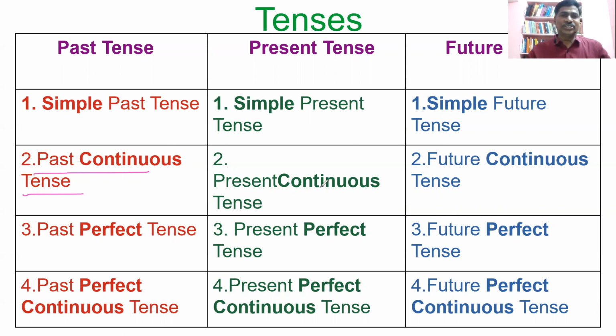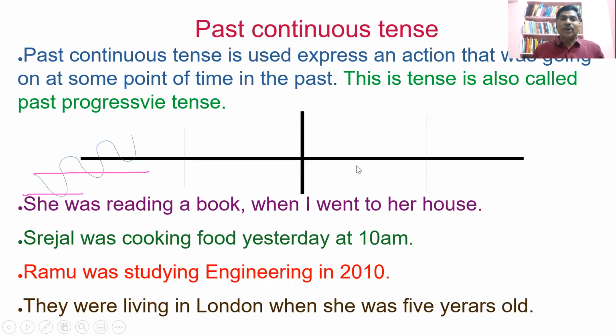So let us study past continuous tense today. The past continuous tense is used to tell an action that was going on at some point of time in the past. For example, we are here and we are discussing yesterday. Yesterday at 5 o'clock, Ravi was watching a movie. Yesterday at 5 o'clock, Ravi was playing cricket. Last year, Raju was studying engineering. Like this, to tell some action was going on at some past event or past time.